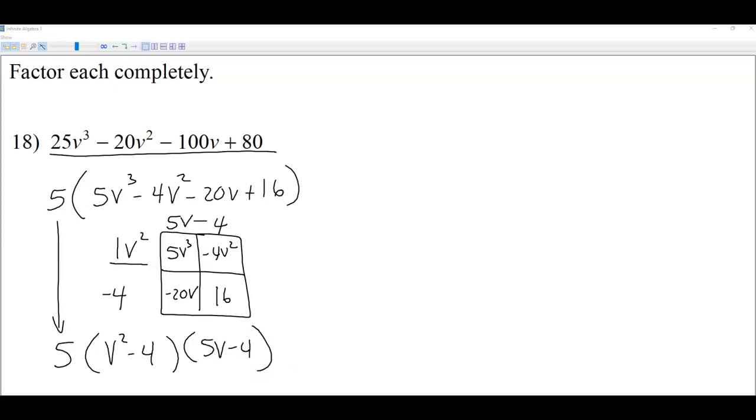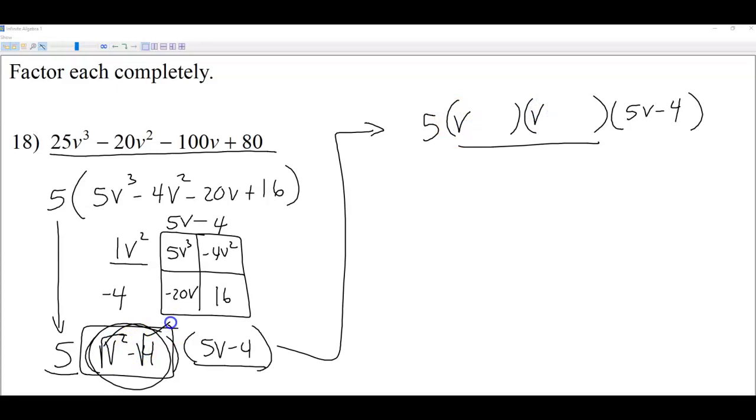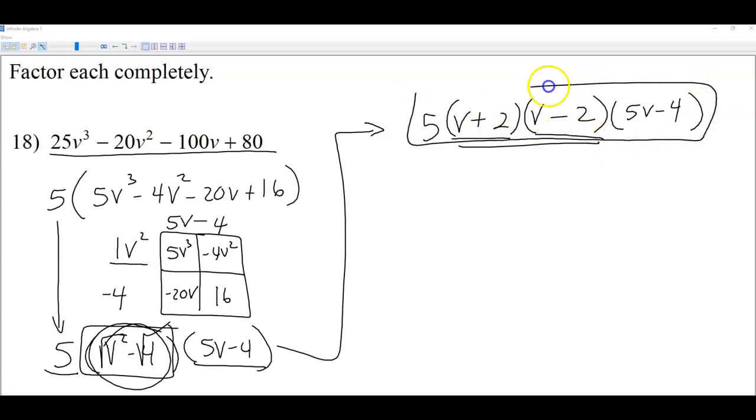Now, this is done, and this is done, but this one's not. That's a difference of squares, so we can keep going there. So this thing can split apart into two more things. You take the square root of v squared. You take the square root of 4. You make one a plus and one a minus. And now both of these are done because neither one of them are differences of squares anymore. And we have our final answer.